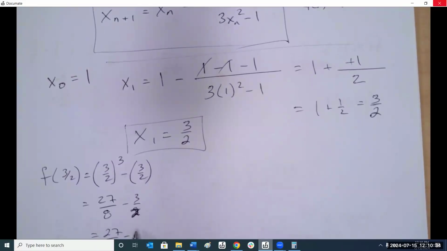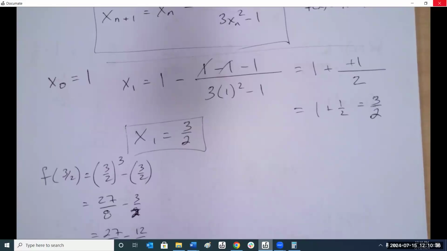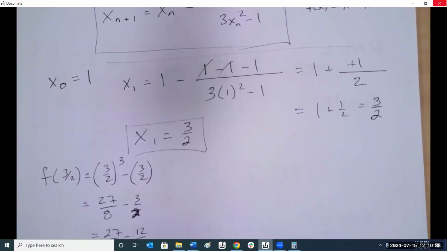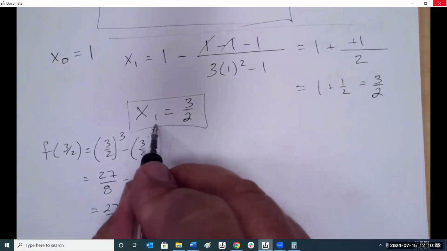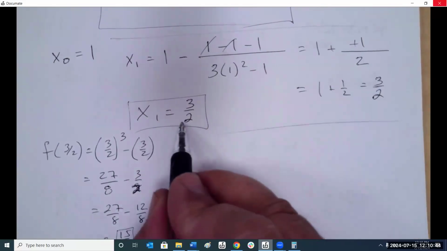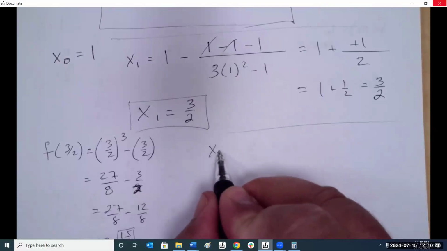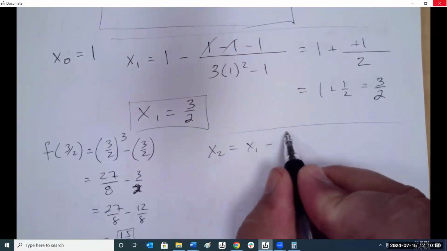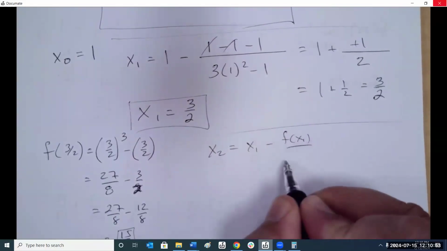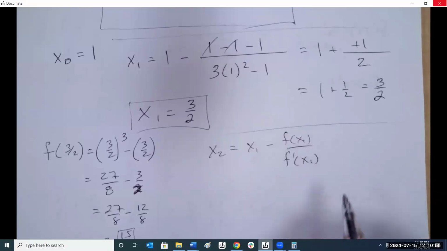27/8, 12/8, 15/8. So that's our first one. So our next interval begins with 3/2. So x sub 2 is equal to x sub 1 minus f of x sub 1 over f prime of x sub 1.